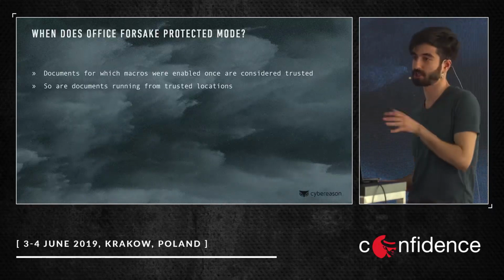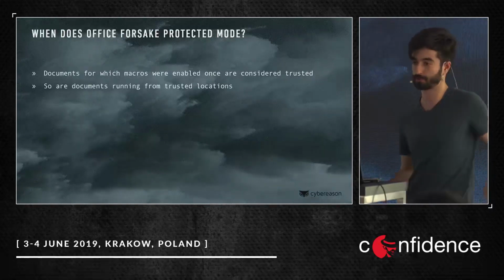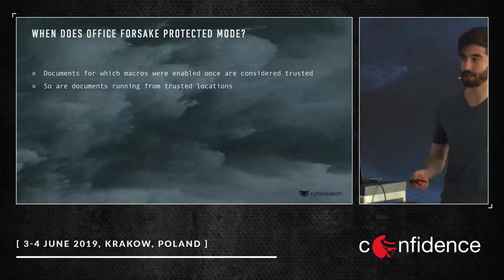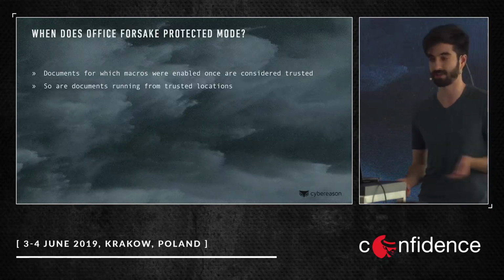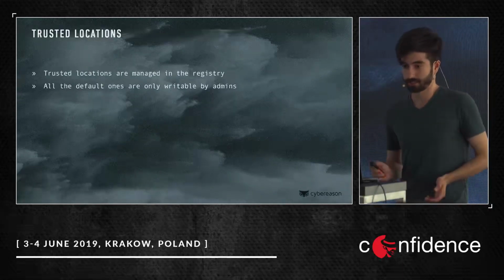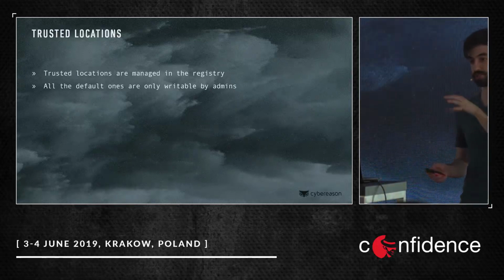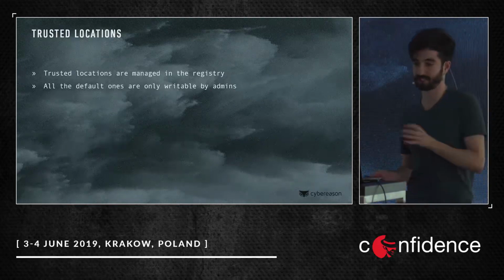Documents running from what's called trusted locations will not go through protected mode, meaning that if I have a document in a trusted location, I don't need the user to do anything. I should just run my macro and bypass the device guard. So let's see what trusted locations are. There are actually a bunch of folders that are managed in the registry for each and every Office application.